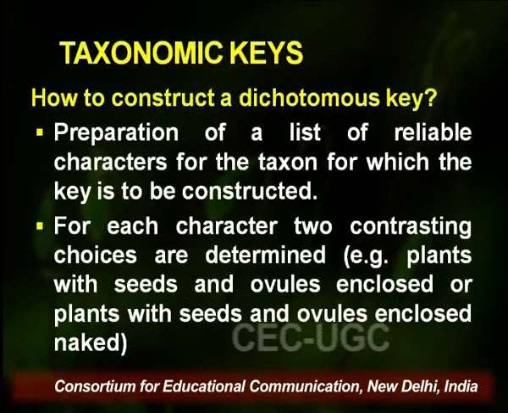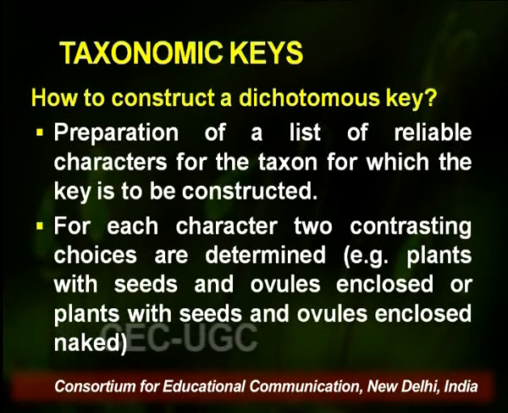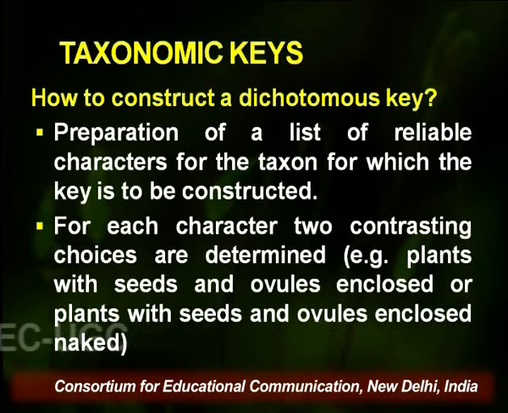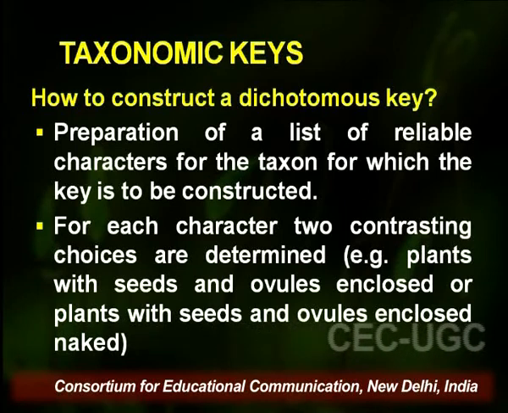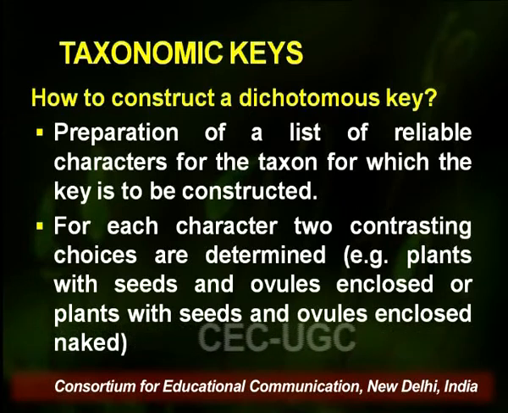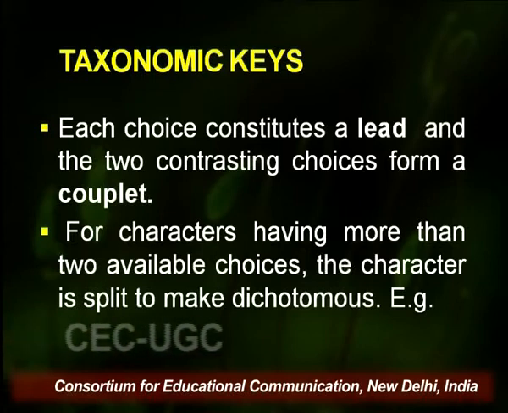Now, how to construct a dichotomous key? For that, we need to prepare a list of reliable characters for the taxon for which the key is to be constructed. Now, for each character, two contrasting choices are determined. For example, plants with seeds and ovules enclosed, and the other choice will be plants with seeds and ovules not enclosed but naked. Each choice constitutes a lead and two contrasting choices form a couplet.